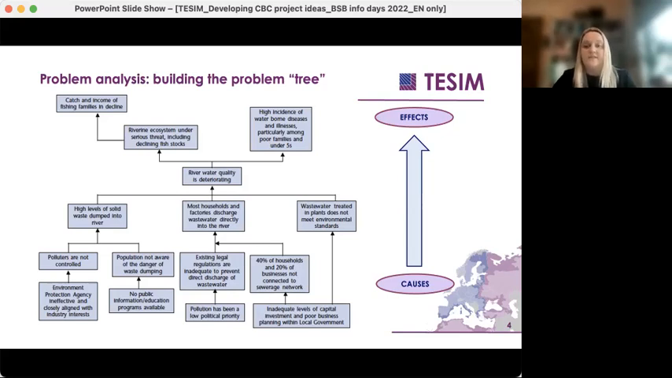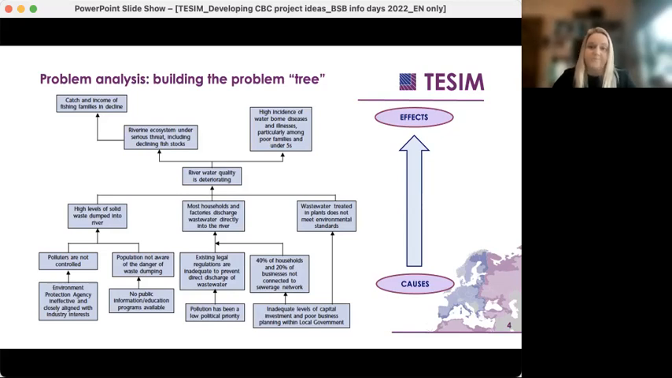Here we have 3 types of pollutants: solid waste, household waste, and the water that is treated in the plants but does not meet the standard. By going deeper and asking why does this happen, we come to the detailed causes of this situation. And as it is the case in this example, they involve problems related to legal aspects. For example, polluters are not controlled.